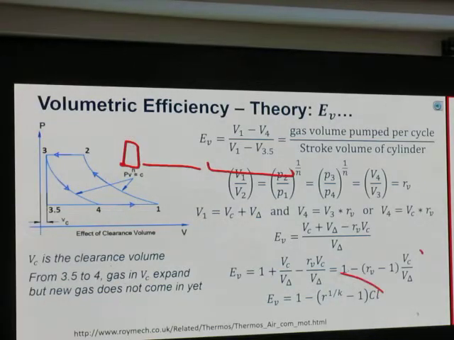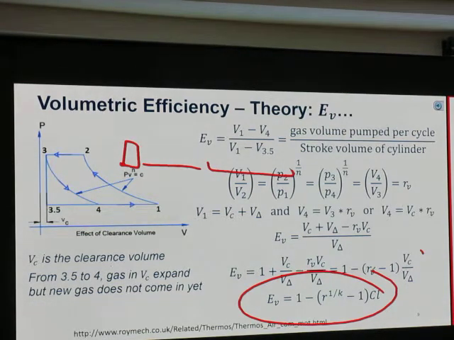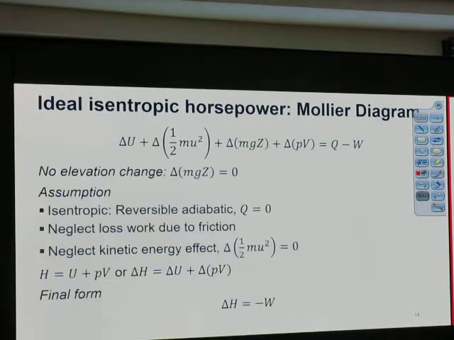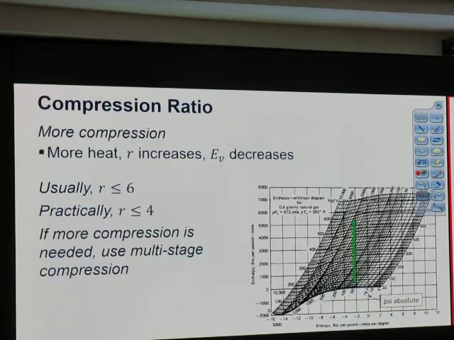We have this equation: compression ratio goes up, efficiency goes down. The actual horsepower that you need depends on this volumetric efficiency too. Let's go back. Sometimes we have a compression ratio of 5 or 6, but the recommendation is a compression ratio less than or equal to 4.